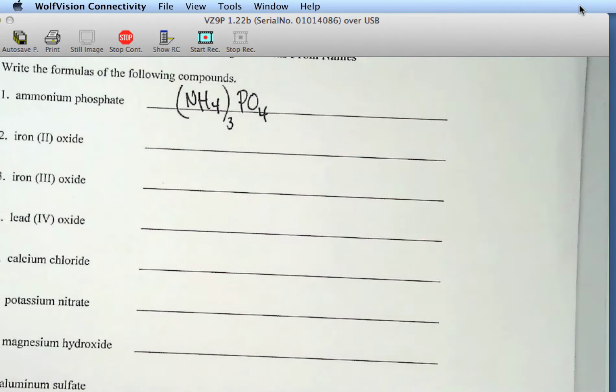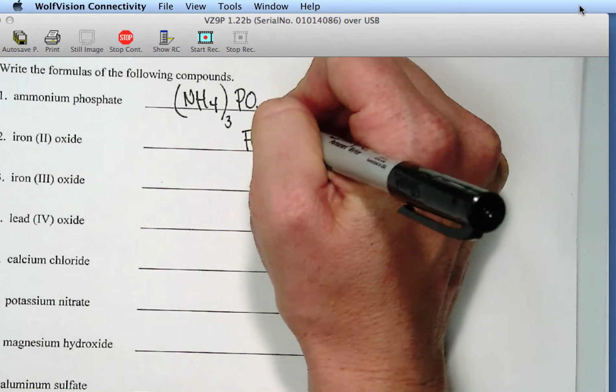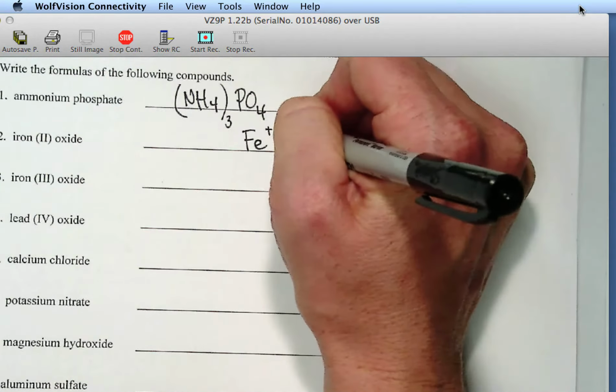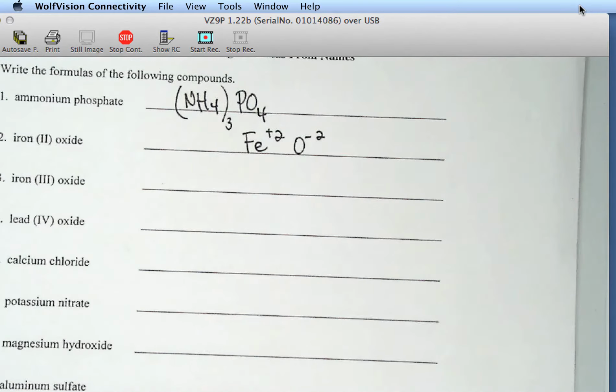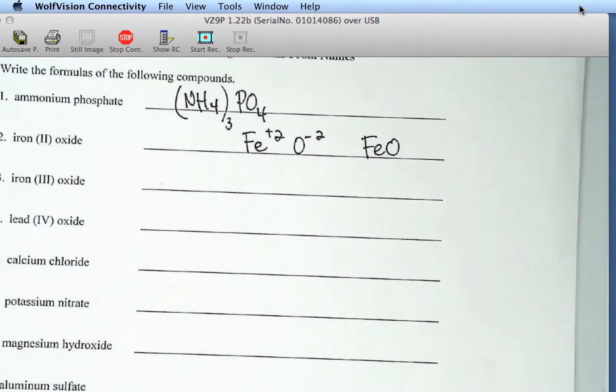What about iron 2 oxide? Fe plus 2, O minus 2. You do the cross and drop and you get Fe2O2. But remember, you're dealing with ionic compounds, and it's the simplest ratio of ions. So you have to simplify. So you get FeO. Now, for ionic compounds, you simplify. For covalent compounds, you do not simplify. So I'm going to start saying that. And so when we see covalent compounds and you want to simplify, ask yourself whether it's ionic or covalent.